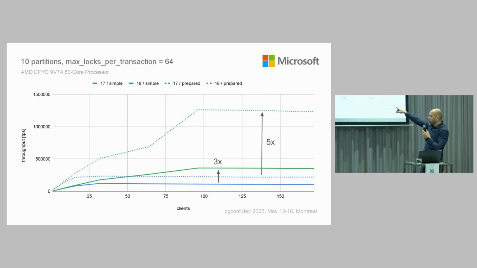For the simple protocol, it's like a 3 times improvement. For the prepared statements, it's like 5 times better, right? Yes, it's a very simple workload. It's constructed to show off the benefits. It's kind of the best case, because your queries are probably more expensive than this, but it's still a significant improvement.